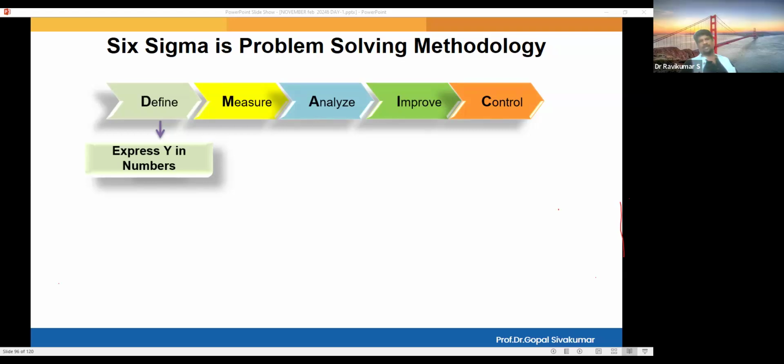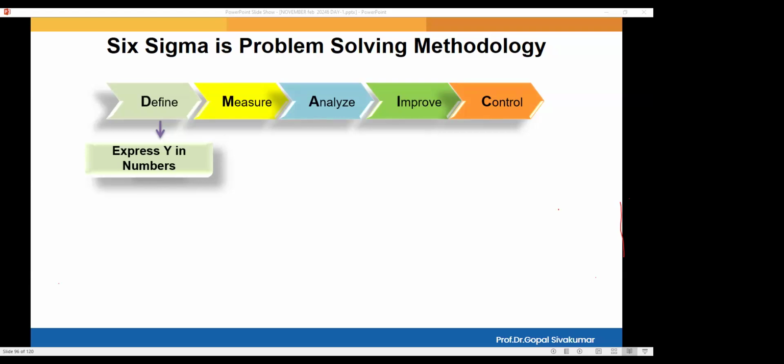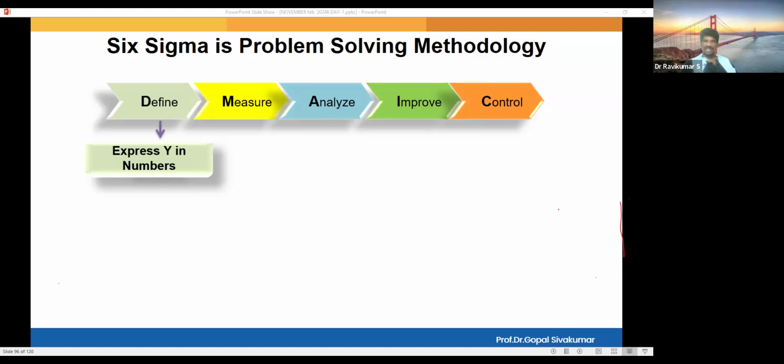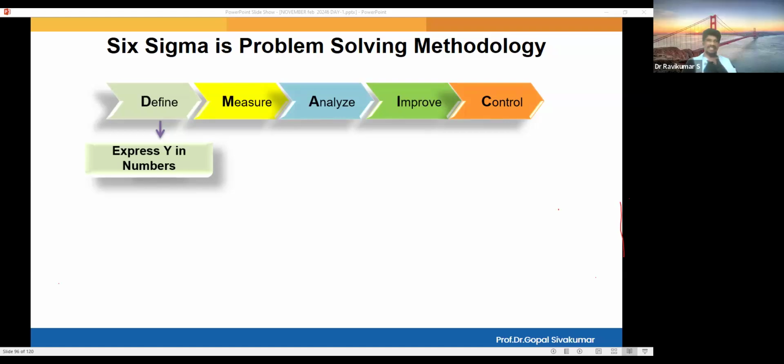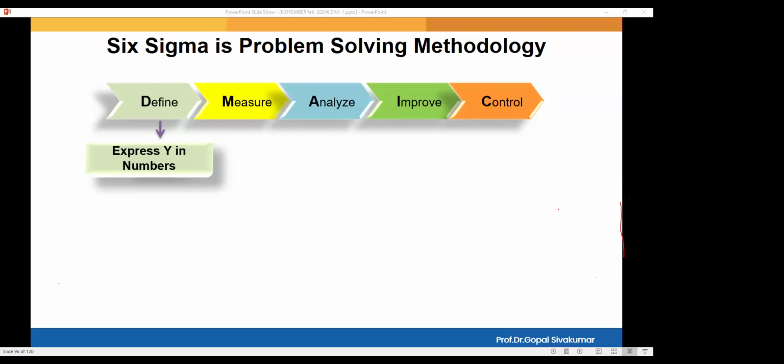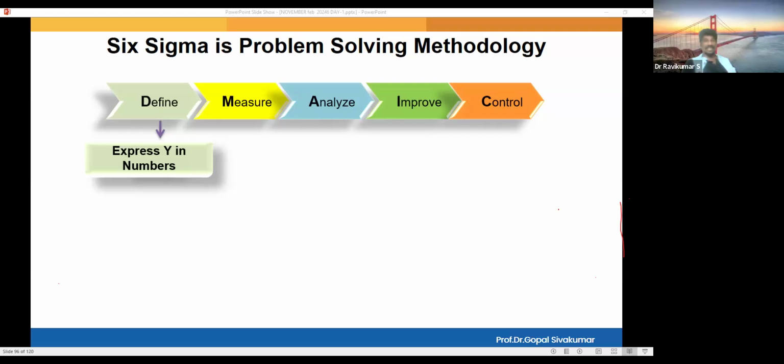Before collecting the data, the data should be real-time data. Any other instructions? We should have sufficient data basically to measure the things. For that only you are going to collect the data.